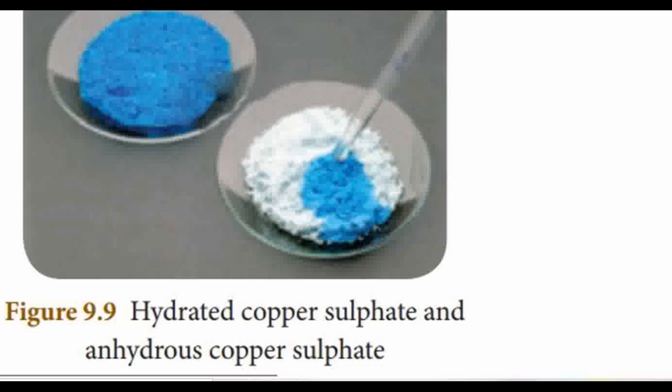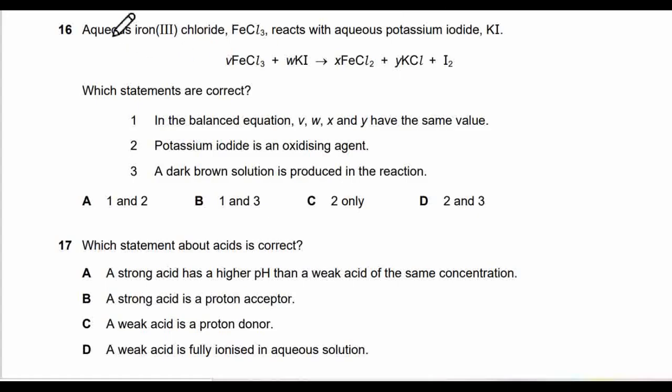This is the picture. So this is anhydrous in the white. When we put some drops of water, then it will turn blue and become hydrated copper sulfate, and the temperature will increase. Alright, question 16. Aqueous iron chloride, FeCl3, reacts with aqueous potassium iodide, KI. FeCl3 plus KI will produce FeCl2 plus KCl plus I2.